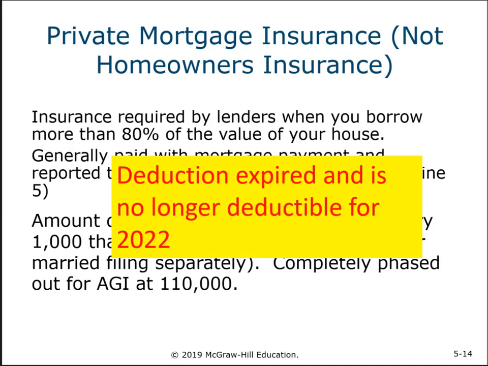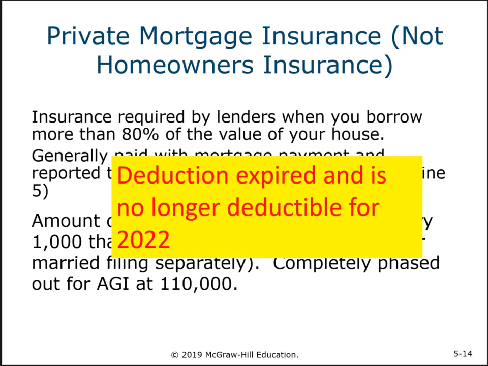Okay, and then our last thing on interest that used to be deductible. Okay, the insurance required by lenders when you borrow more than 80% of the value of your house is called private mortgage insurance. It used to be deductible as interest under the interest category. Okay, it was a separate category under interest. It expired.